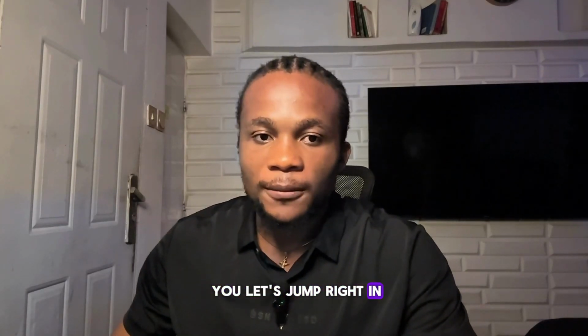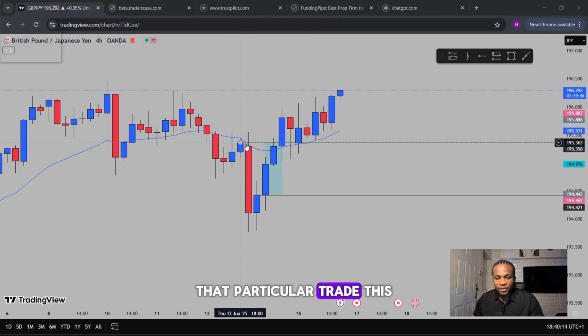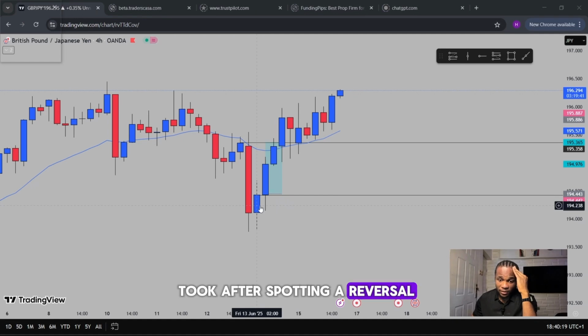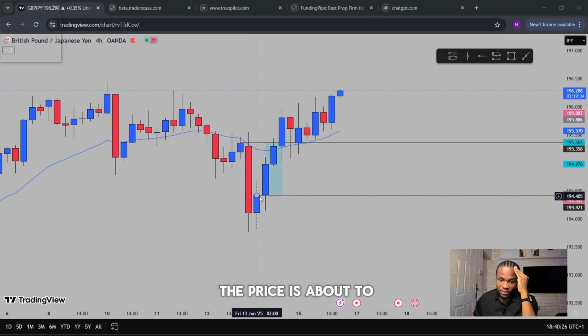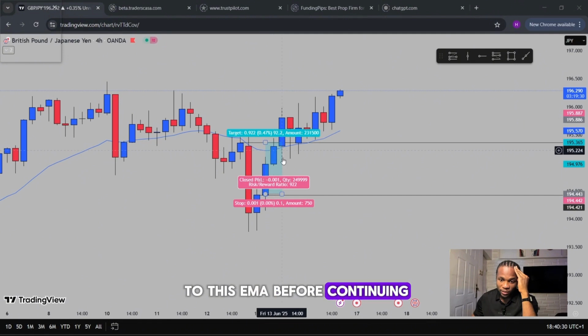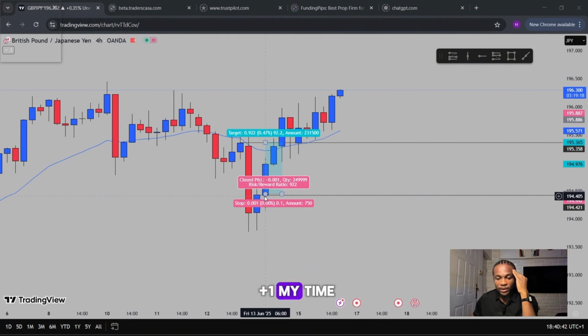Let's jump right in. After spotting a reversal, that particular trade I took: after this big bearish candle, this new bullish candle printed, indicating that the price is likely to reverse to this EMA before continuing in whichever direction. So this was my entry. This bullish candle closed at 6 a.m. GMT plus 1, my time.